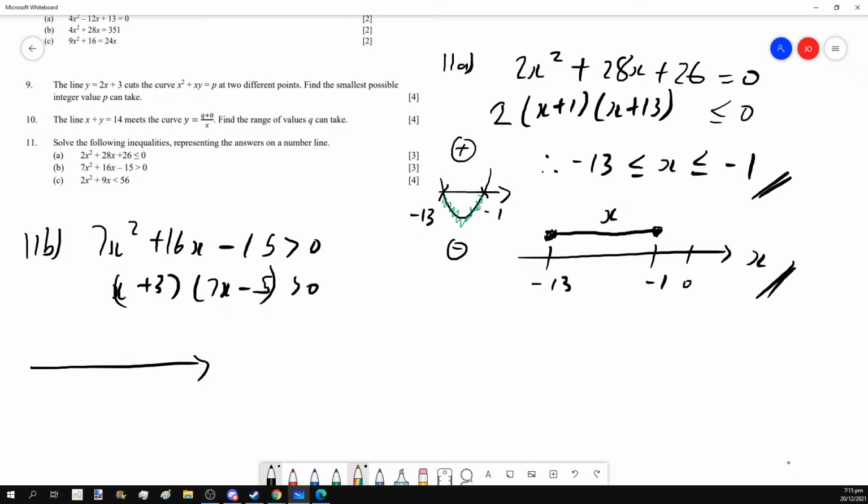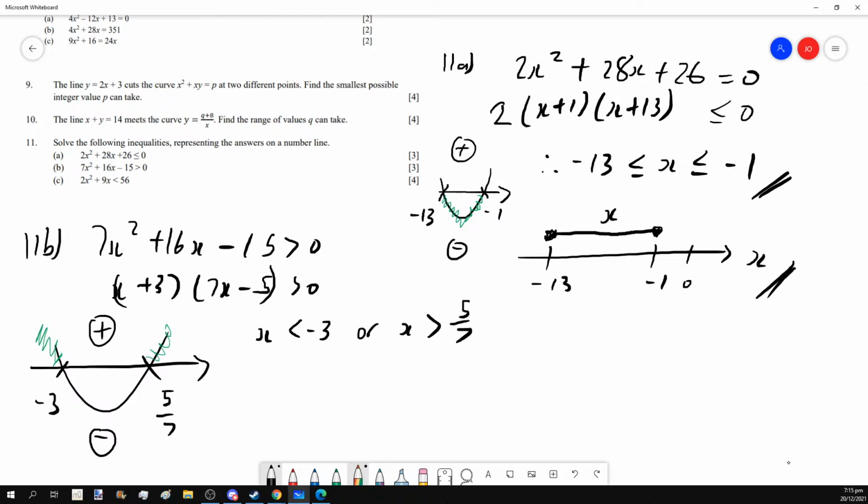Step 3, draw a lousy diagram of the graph. In this case, we should cut at positive 5 over 7 and at negative 3. The question wants us to be greater than 0, so we're going to be on top, which will be these two separate boundaries. I will be to the left of negative 3 or to the right of 5 over 7. And therefore, x is either less than negative 3 or greater than 5 over 7. Don't forget to use the English word or, not the English word and.